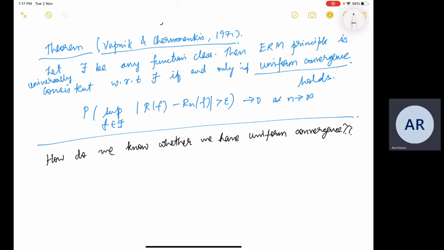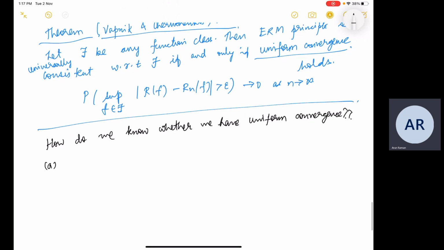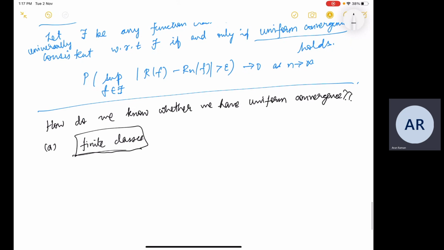Next we will be discussing it, and for today we will only focus on finite classes, a finite function class which has a finite number of functions in it. Suppose it has m functions. Let us say F has m functions in it. Then we can just use the union bound.